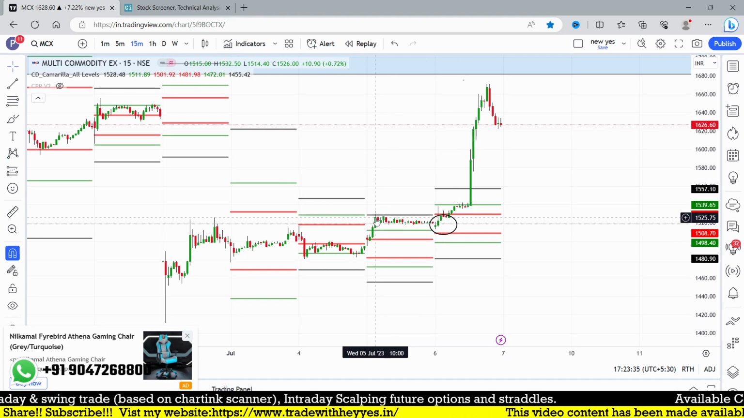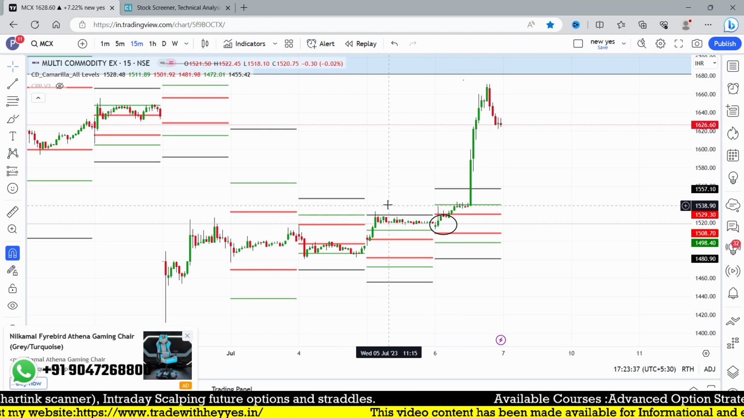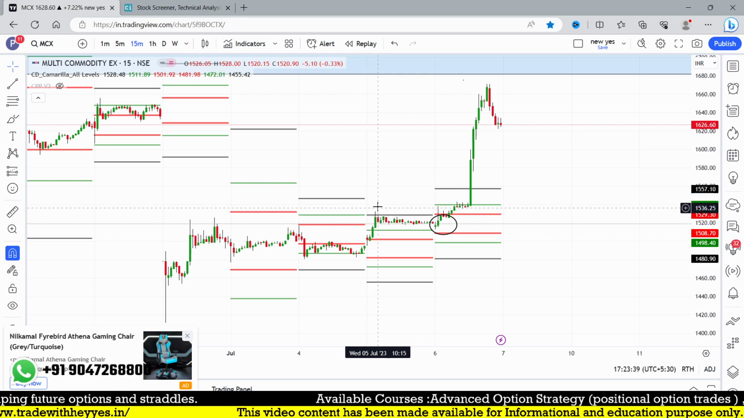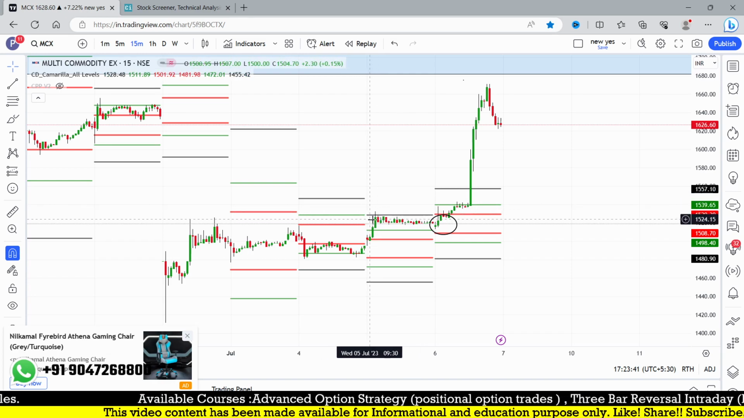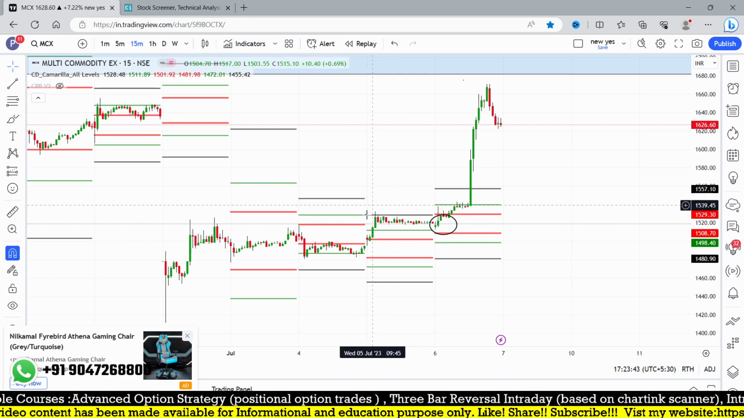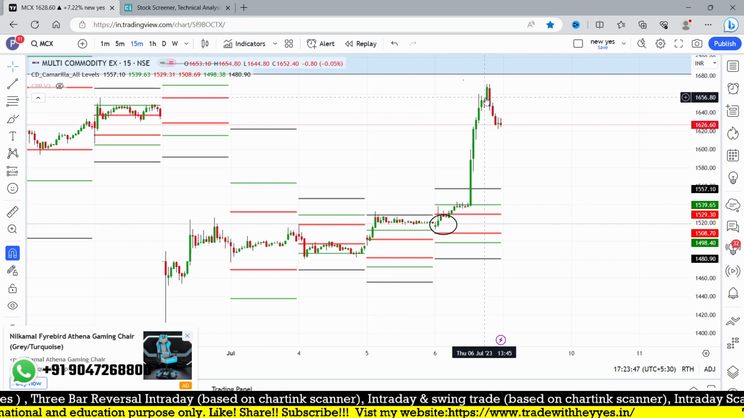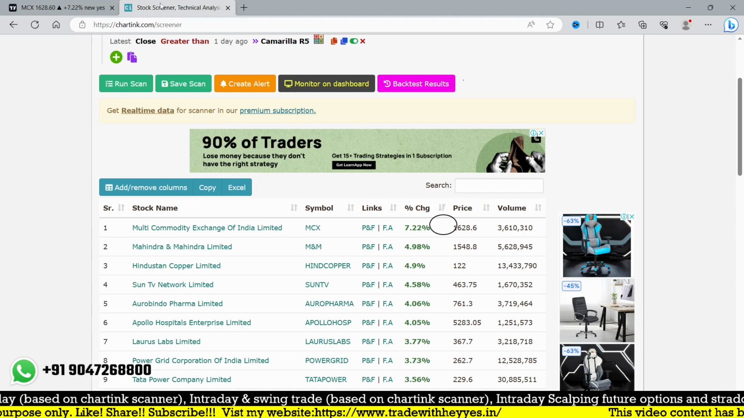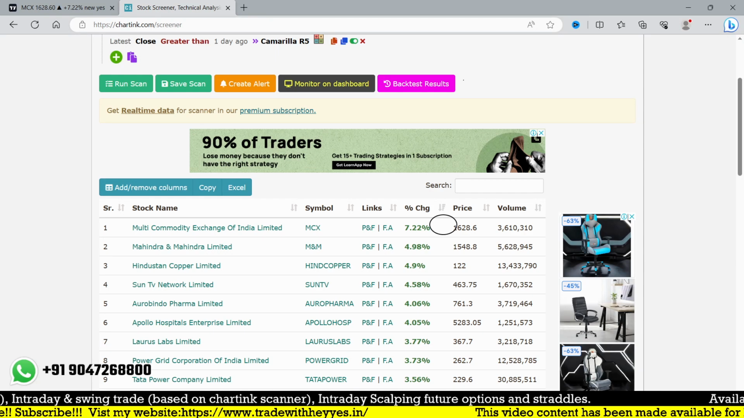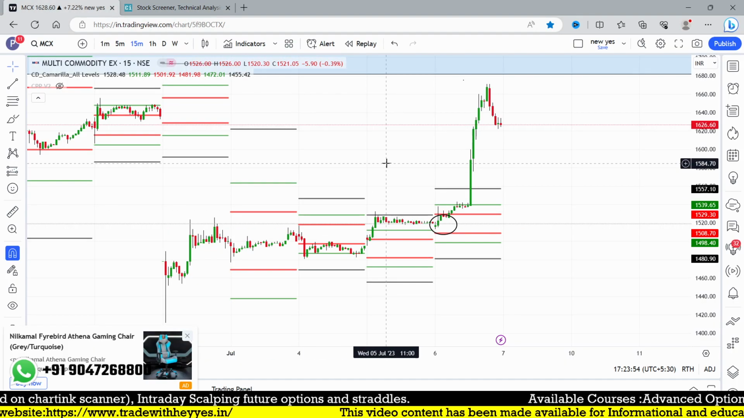So yesterday also it touched that H5 level, it gave you the resistance level. Yesterday you look at this, it reached the R5 level or H5 level, and today it gave you such a big breakout and it was a big move. And some stocks: M&M, Hindustan Copper, Sun TV, a lot of stocks.